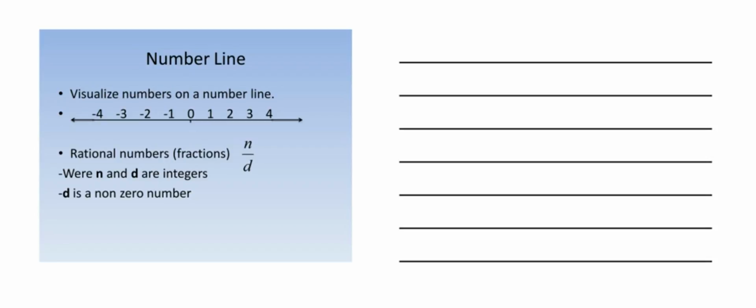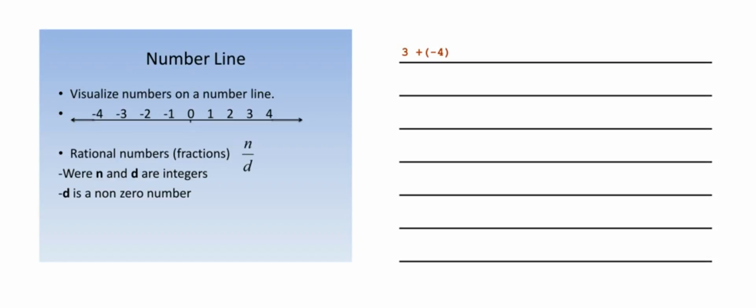Number line. We visualize numbers on the number line. Let's say, for example, we're trying to add 3 plus minus 4. Well, we can visualize this on the number line. Keep in mind on the number line, we typically start at 0 in the middle and go outwards to the right, positive numbers, to the left, negative numbers, and it's always continuous.